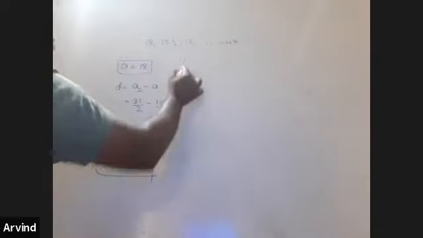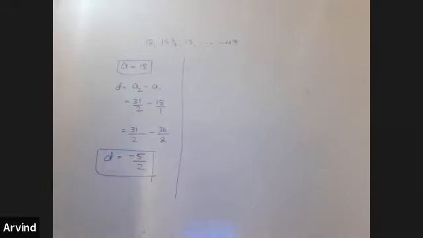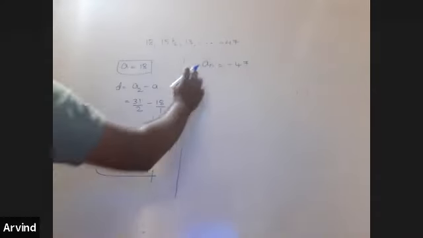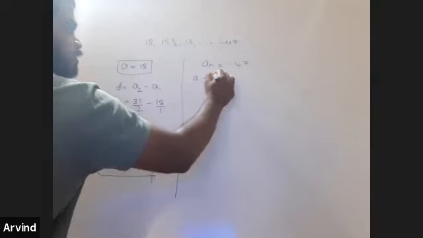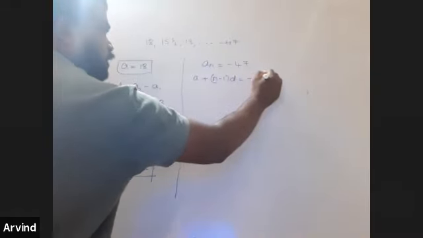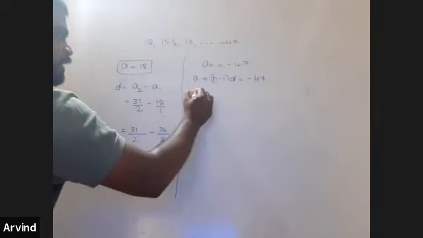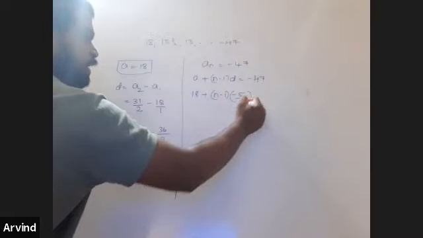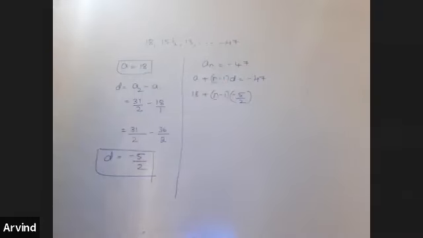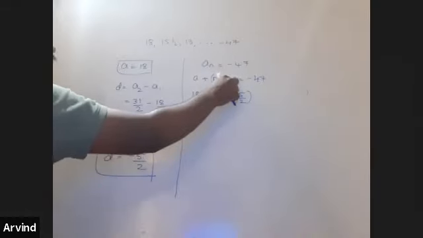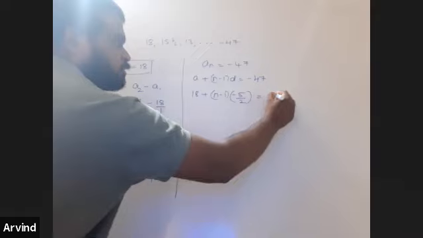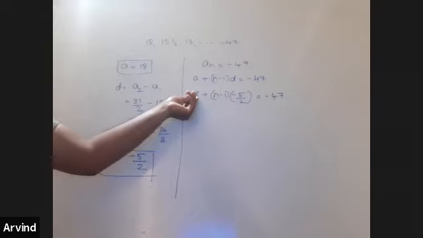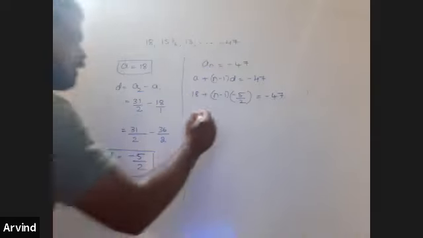Now, you don't know the position of this term, so you can take it as AN. So AN is equal to negative 47. And AN is given by A plus N minus 1 into D equal to negative 47. The value of A is 18 plus N minus 1. The value of D is minus 5 by 2 within the brackets, because this entire thing N minus 1 is multiplied by D. So put a bracket here, equals minus 47. The very first thing is you don't need this 18, correct? 18, we don't need it. Send it the other side. Remaining things as it is.